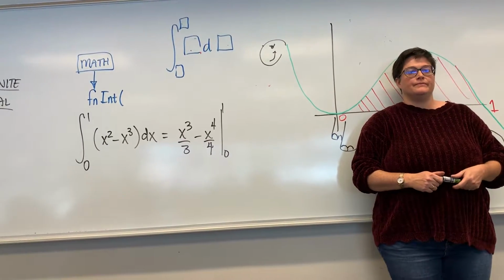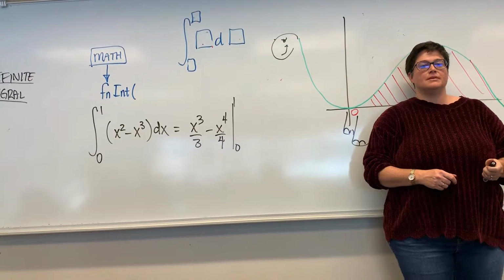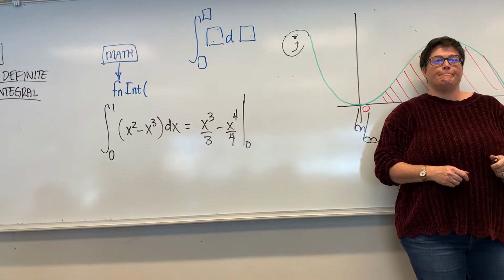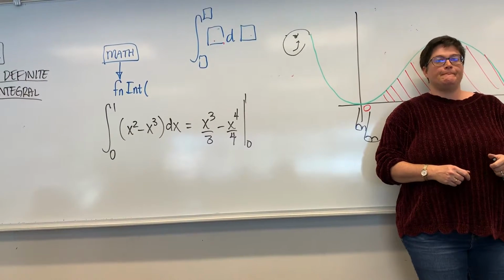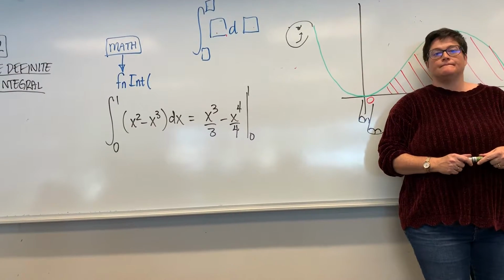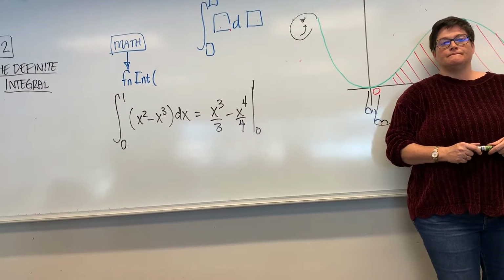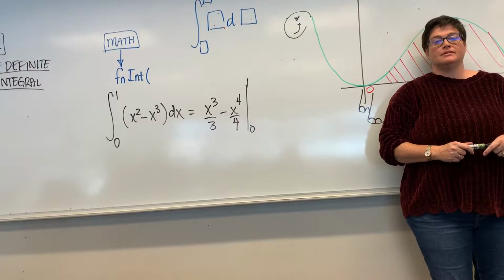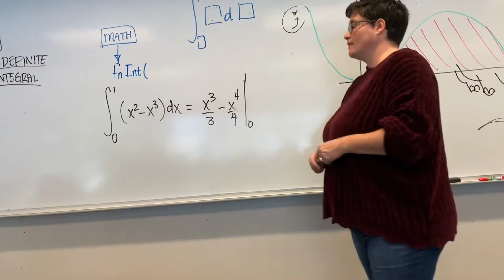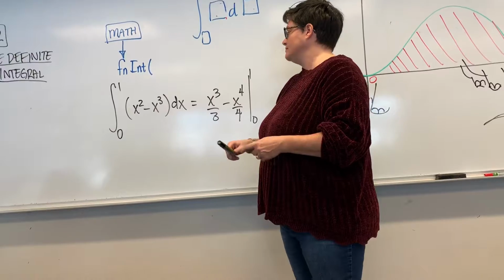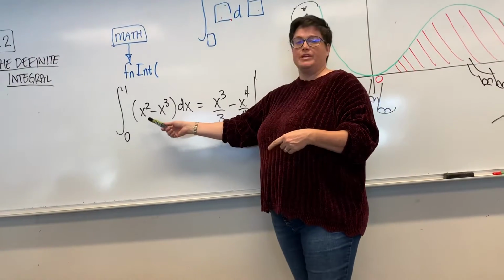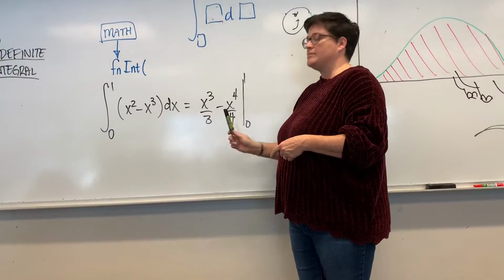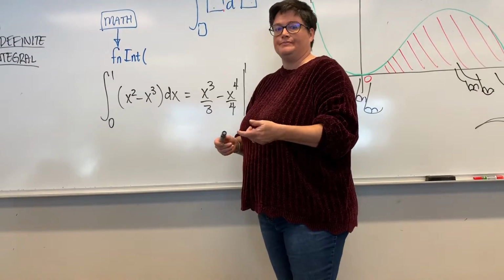You got x squared minus x cubed, right? And then when you integrate, you add 1 to the exponent, so x cubed became x to the fourth, and you divide by the new exponent. Remember, when you integrate x to the n, it's x to the n plus 1 over n plus 1. So that's where you integrated in the middle.